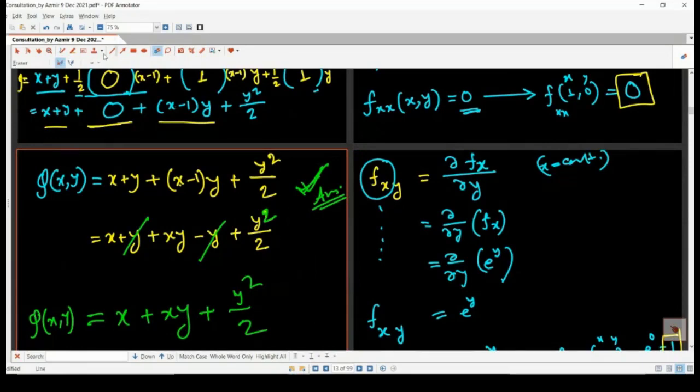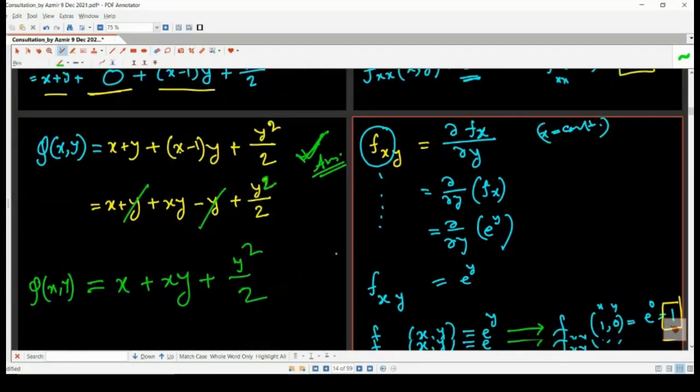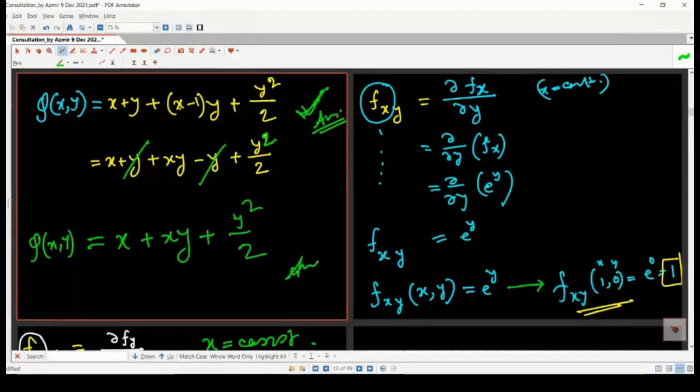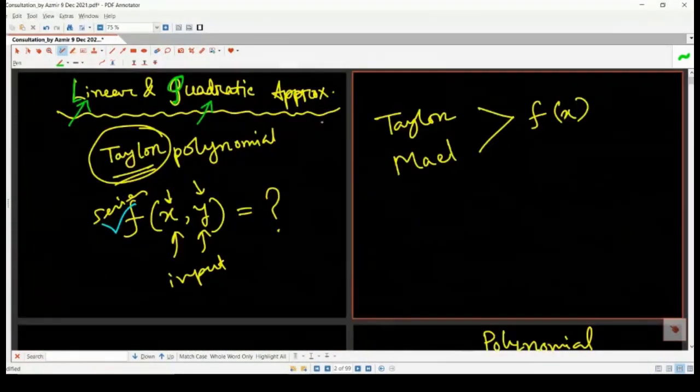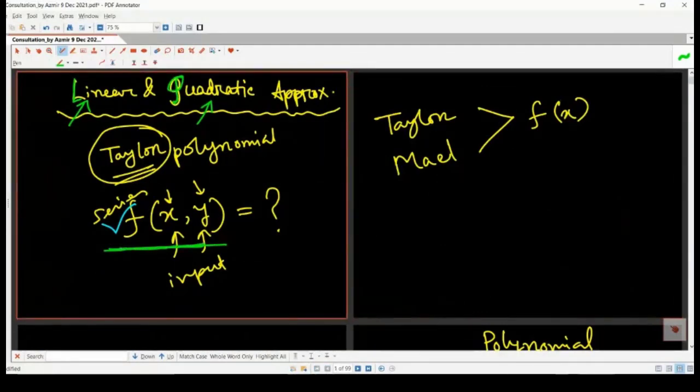So this is what we know as the Taylor polynomial for a function of several variables, or a function of two variables x comma y, which is also known as the linear and quadratic approximation for a function of two input variables. So I hope you have understood all the concept. Thank you.